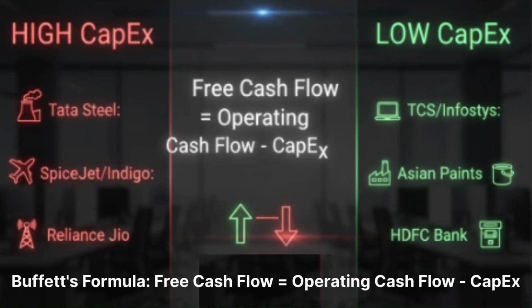Examples: high CapEx businesses. Tata Steel, airlines like Indigo, and Reliance Jio need thousands of crores for heavy machinery, aircraft, and infrastructure. Low CapEx businesses. TCS, Infosys, and HDFC Bank run on laptops and rented spaces with minimal capital needs. Buffett's formula: free cash flow equals operating cash flow minus CapEx.